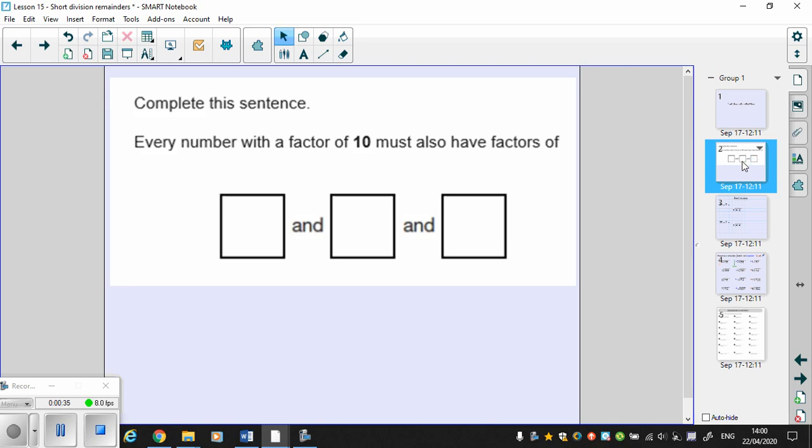This question says, every number with a factor of 10 must also have factors of 3 other numbers. So, pause the recording at the moment and have a go at this in your book for a few minutes, then come back and I'll explain how to work it out.